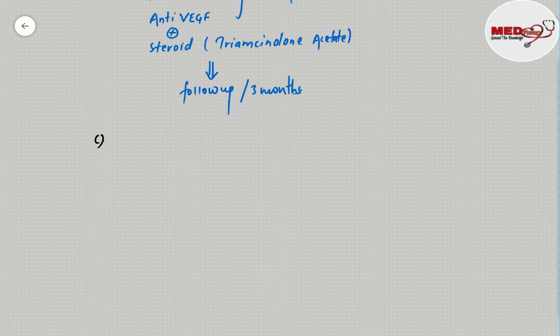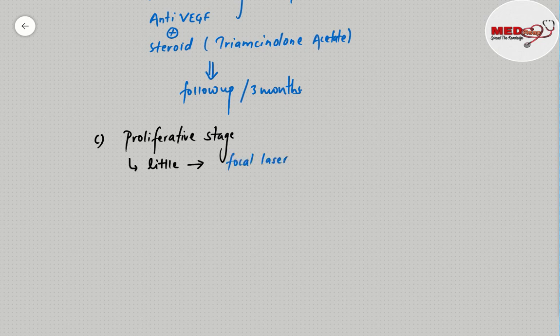Coming to the third stage, which is the proliferative diabetic retinopathy. In this stage, there are new vessels proliferated which are very fragile and liable to produce complications. If these vessels are very few, then they must be burned with the focal laser along with the intravitreal injection of the triamcinolone and the anti-VEGF as in the severe NPDR.